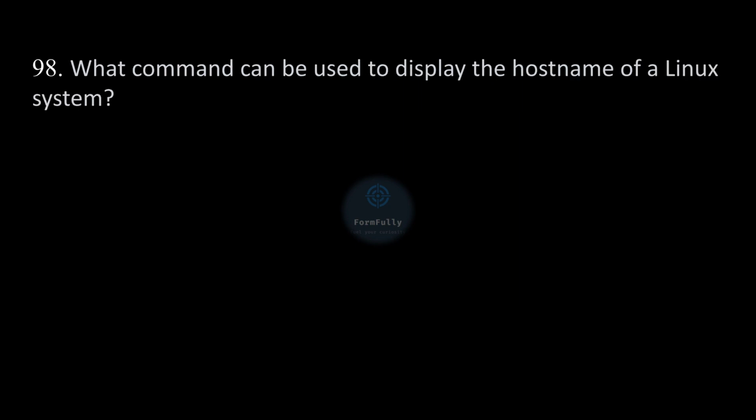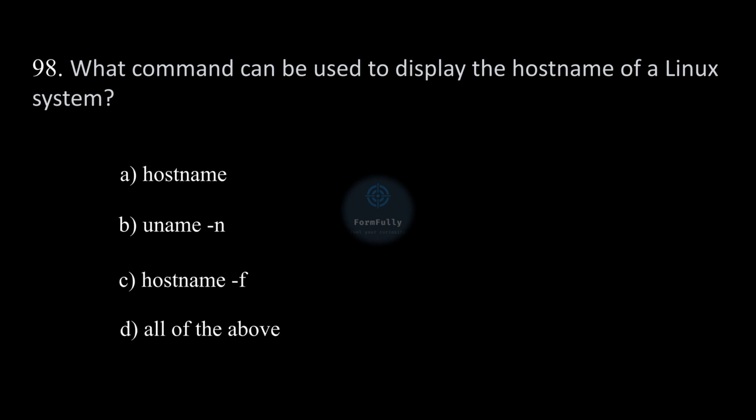What command can be used to display the host name of a Linux system? Options: hostname, uname -n, hostname -f, all of the above. The correct option is all of the above. Each of these commands, when used appropriately, provides information about the host name of the Linux system. So the correct option is D.